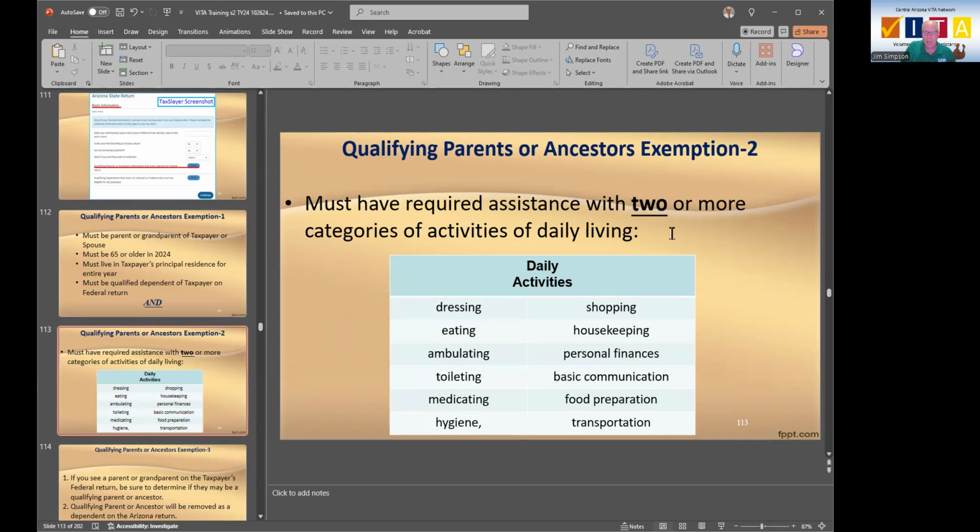So you've got to be able to ask the taxpayer, well, hey, I see your mom lived with you, right, for the entire year. Okay, how old is she? Yeah, she's over 65. Did you help her do any of this stuff? Did you go shopping for her? Did you help her dress, help feed her? Did you do all the housekeeping for her? Did you help her with her personal finances, right? You got to ask these questions because if they needed help with two or more of these, then you're going to get a big exemption on the state tax return.